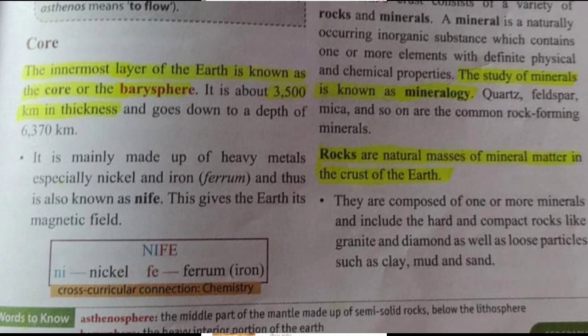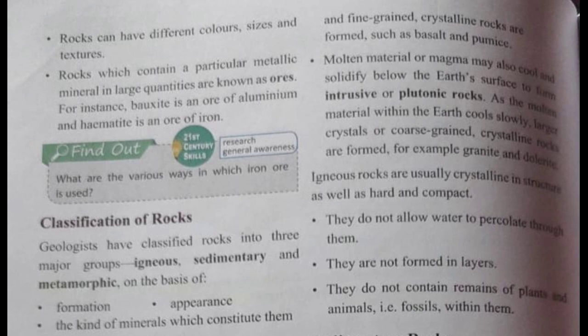Materials of the earth, rocks and minerals. The material of the crust or lithosphere is generally called rocks. The word lithosphere means rock sphere, as litho or lithos means rock. The earth's crust is made up of various types of rocks. Any natural mass of mineral matter that makes up the earth's crust is called a rock. Rocks can be of different colors, sizes and textures. Different types of rocks form different types of landforms.